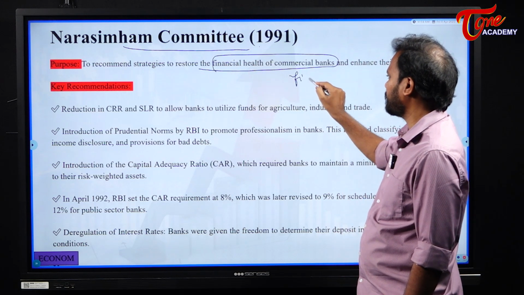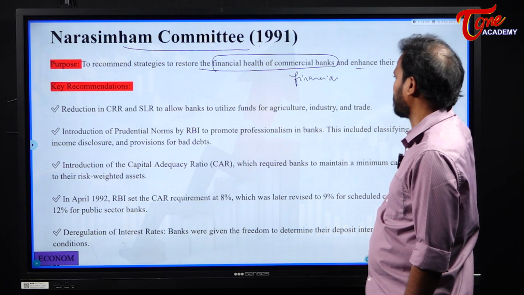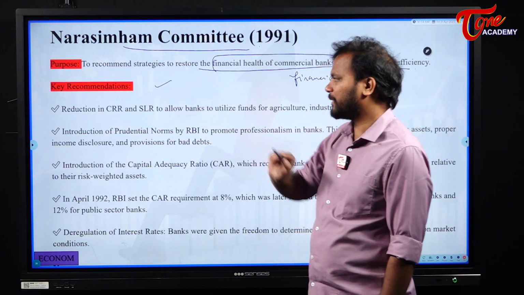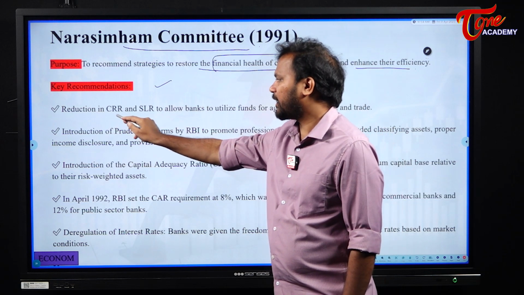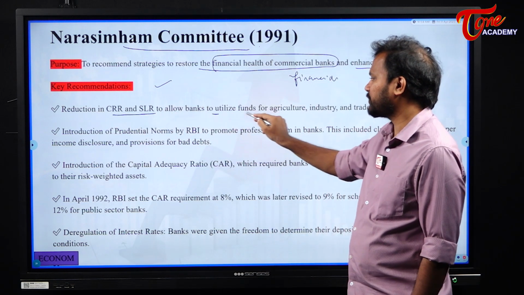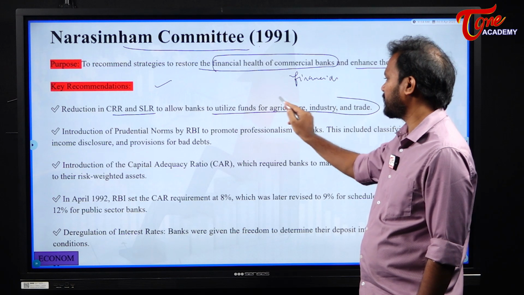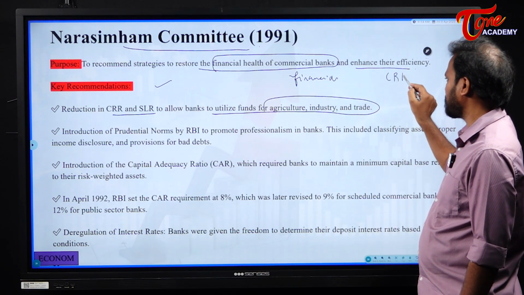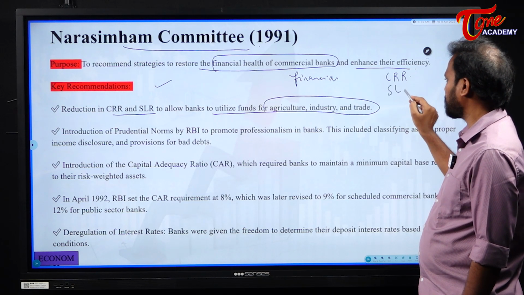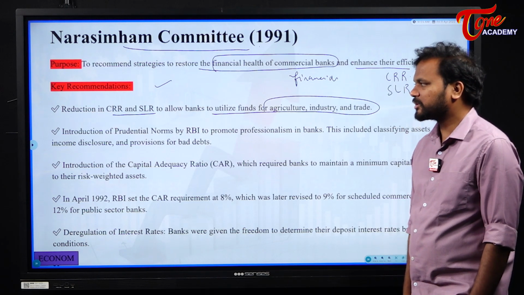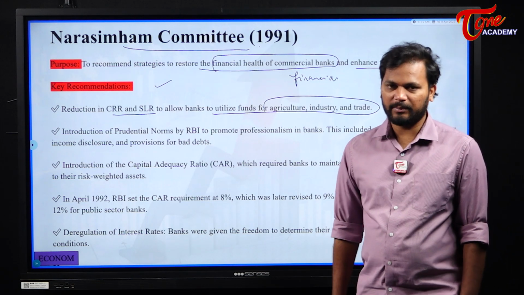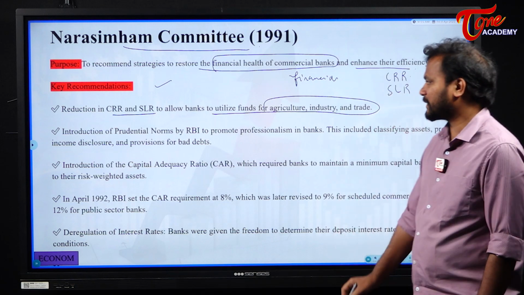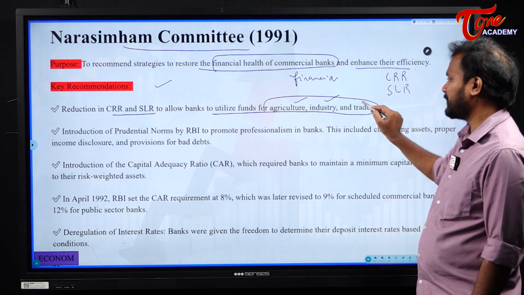And enhance their efficiency. Now, what are the key recommendations? The first recommendation is reduction in CRR and SLR to allow banks to utilize funds for agriculture, industry, and trade. The compulsory CRR and SLR percentages need to be relaxed so that the excess funds available with the banks can be utilized as loans to key sectors like agriculture, industry, and trade.